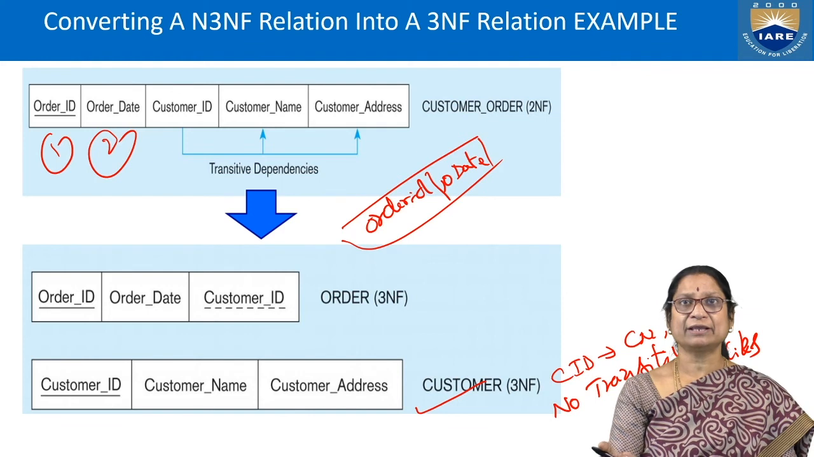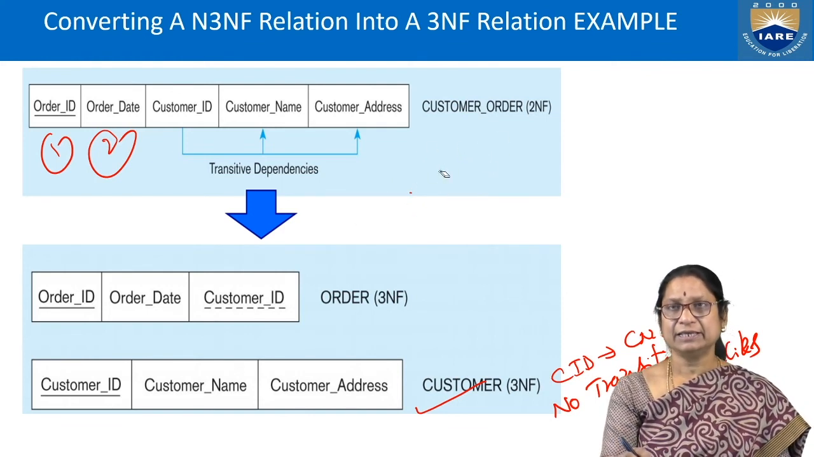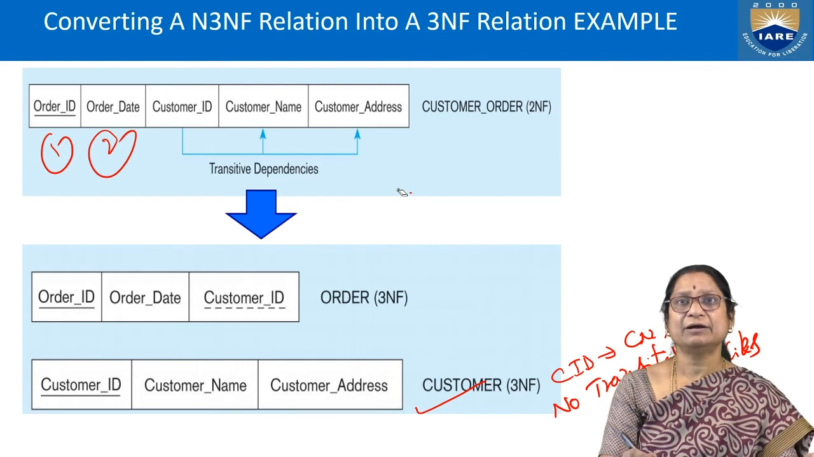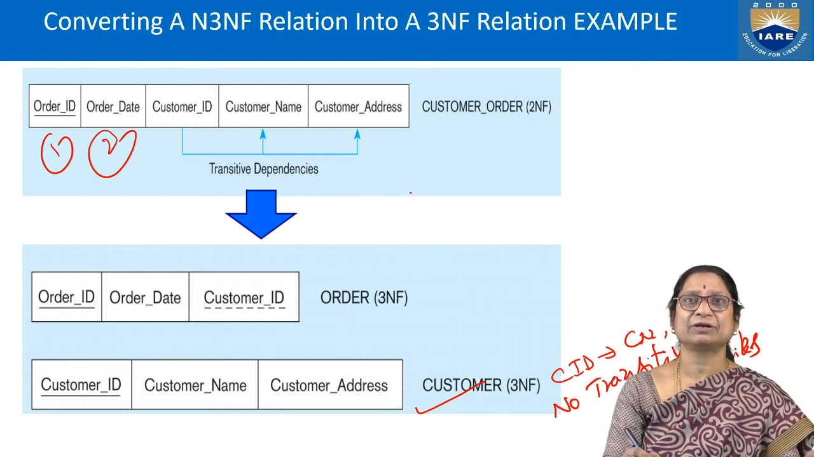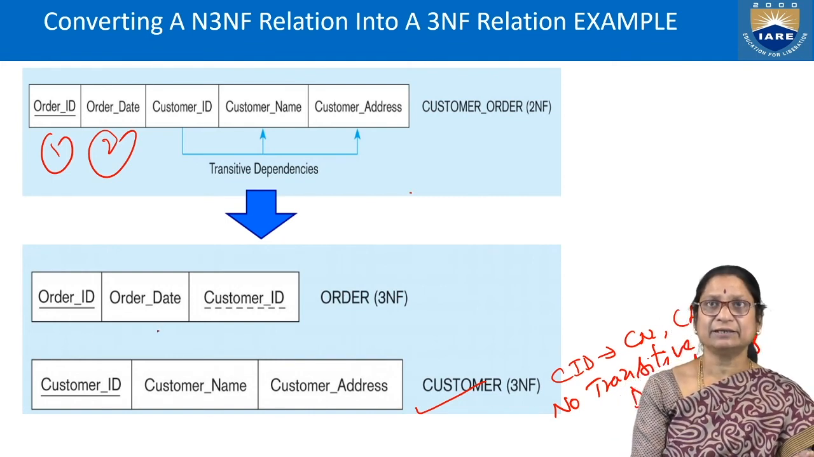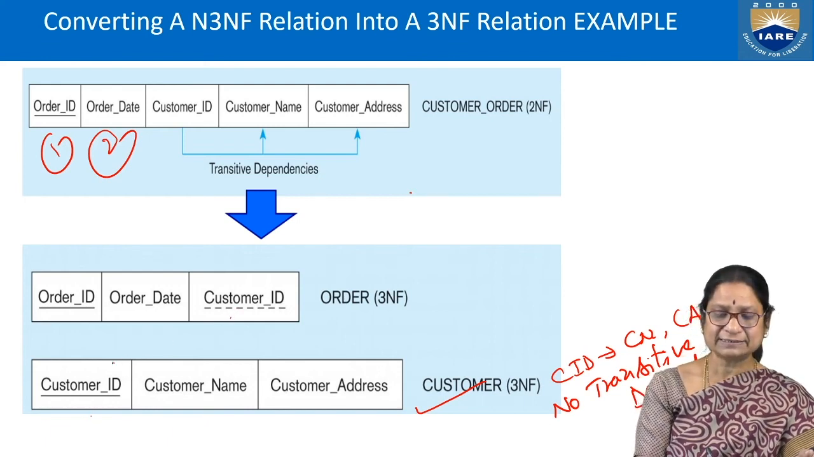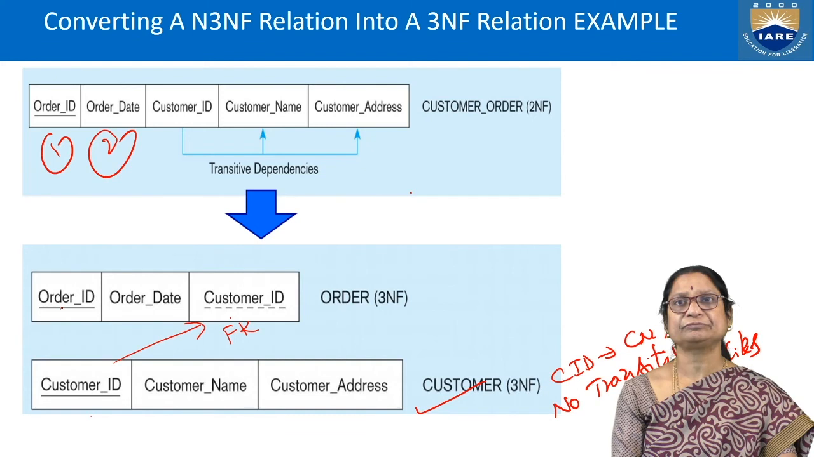That's why whenever we are making sub-relations, we have to check if the referential constraints are going to be satisfied or not. So that's why order ID, order date, and the primary key of this table are also added here. So customer ID: what happens to this customer ID? This customer ID is a foreign key here. Primary key will be order ID.